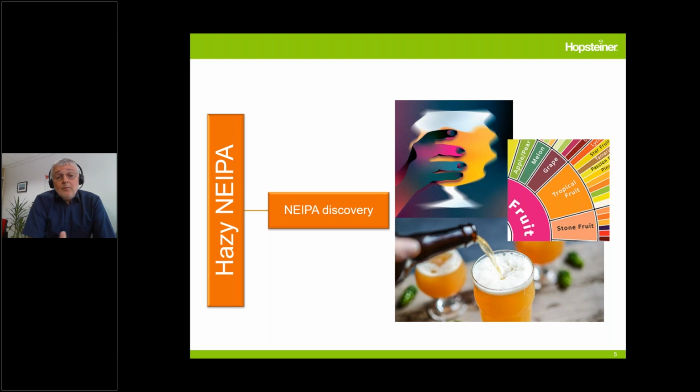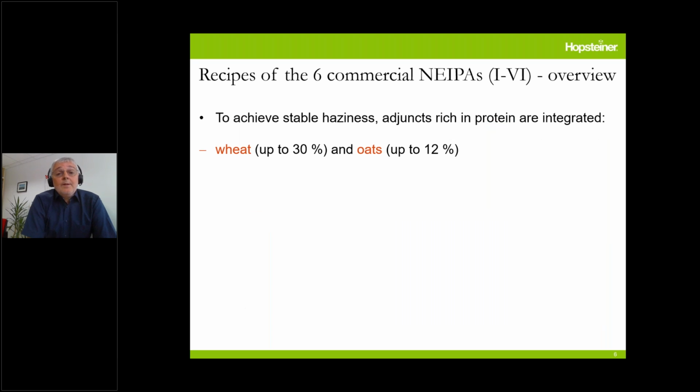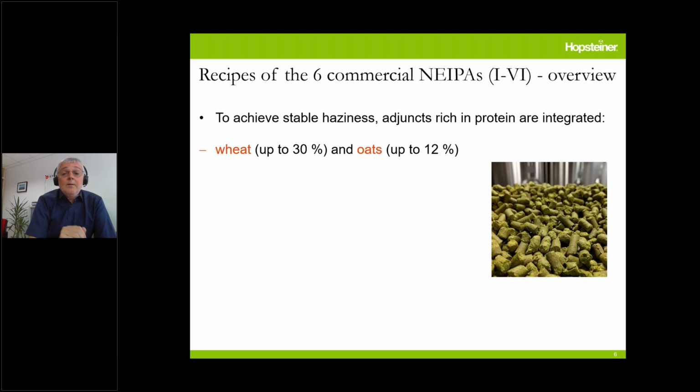What is the typical recipe for producing New England IPAs? The breweries that supplied samples to our studies also shared some details on their recipes, and this is an overview of these recipes. So in the commercial New England IPAs, adjuncts rich in protein are integrated to achieve the stable haziness, and overall the wheat ratio was up to 30% and the oat ratio up to 10%, up to 12%.